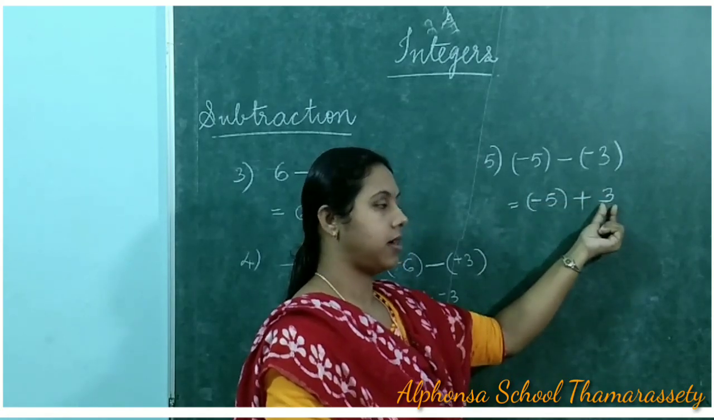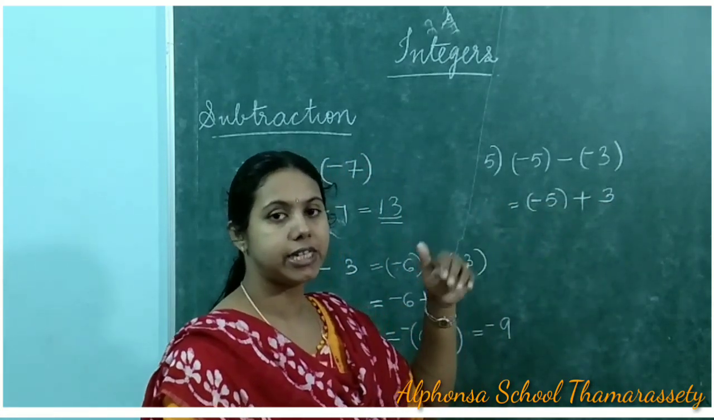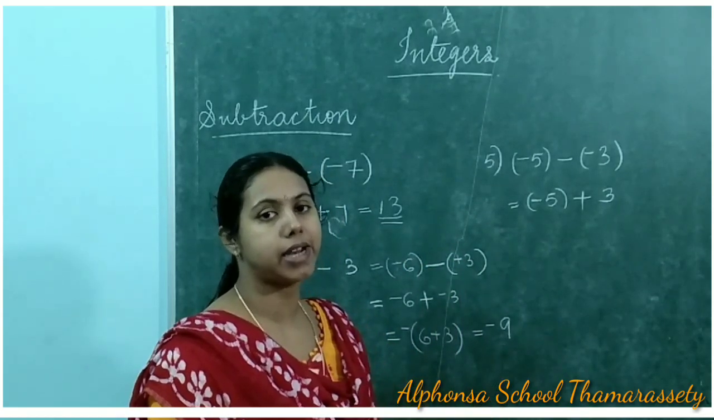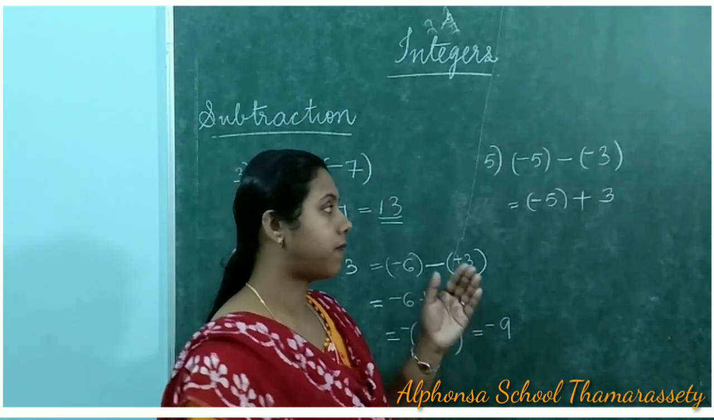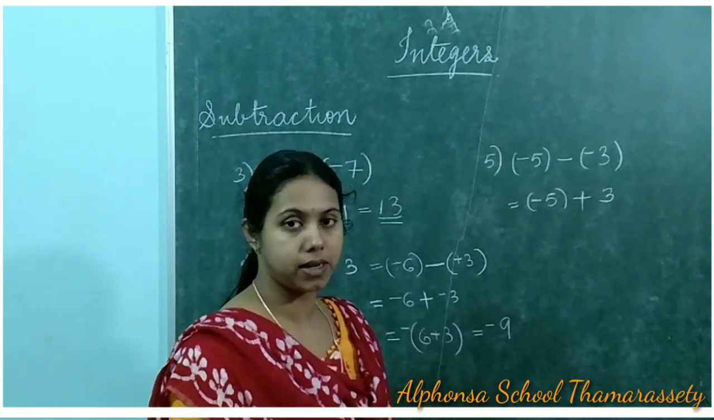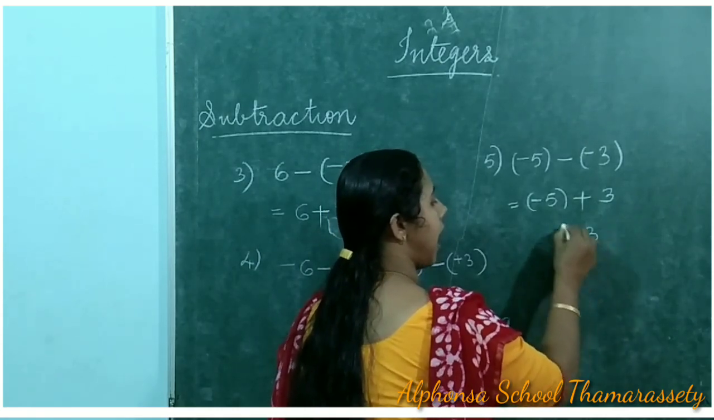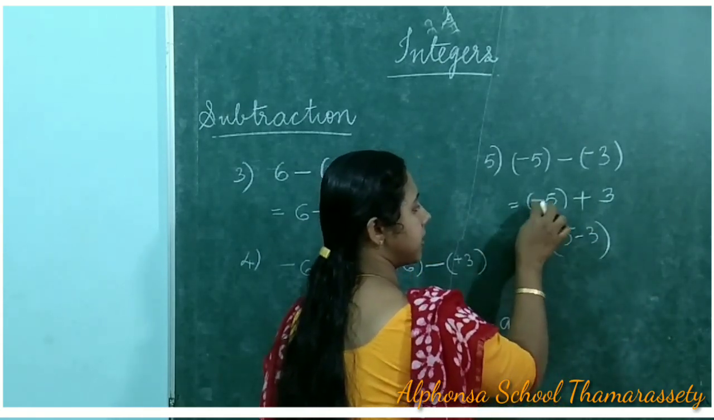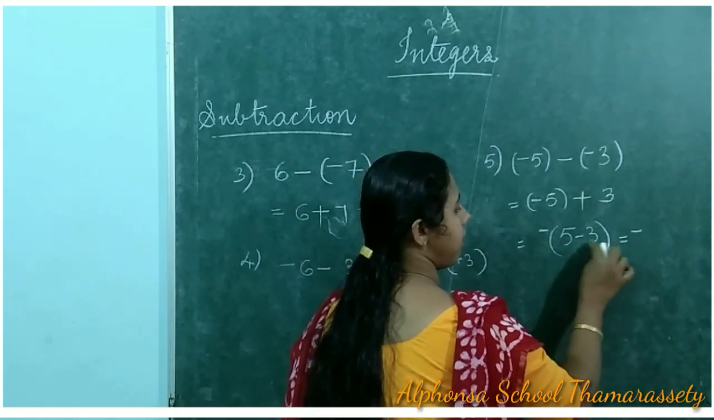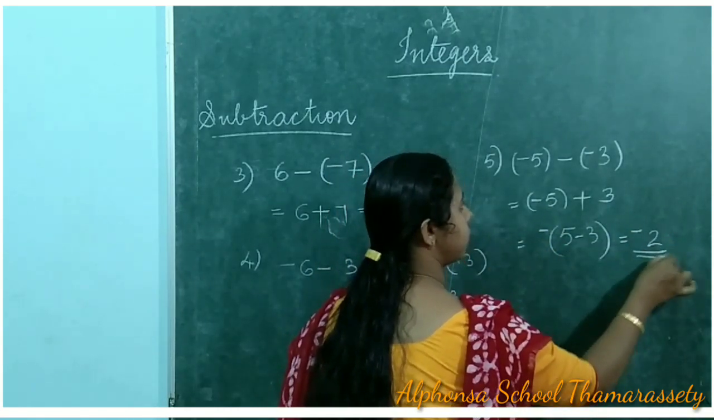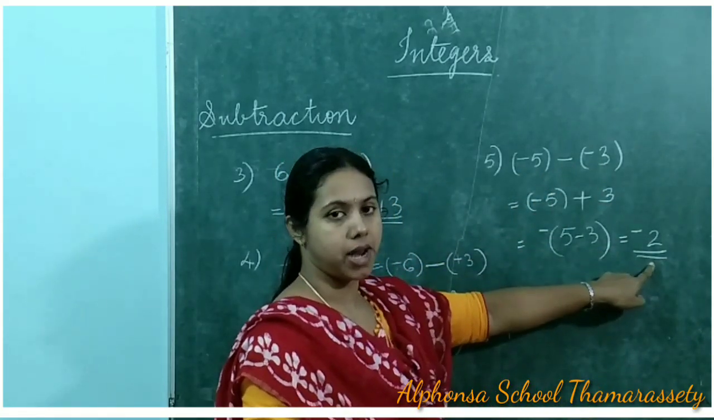Different signs. So we know that when you are adding two integers with different signs, you have to subtract the smaller number from the bigger number and put the bigger number's sign. In 5 and 3, the smaller number is 3. So you subtract 5 minus 3 and put the bigger number's sign. The bigger number's sign is negative. So what is the answer? 5 minus 3 is 2, so minus 2. So minus 5 minus 3 is equal to minus 2.